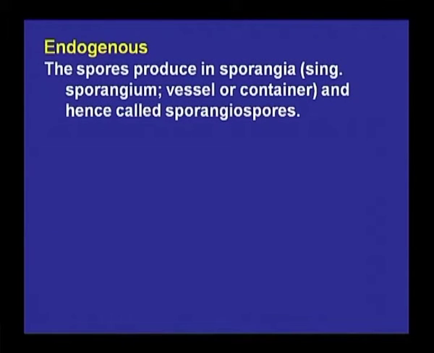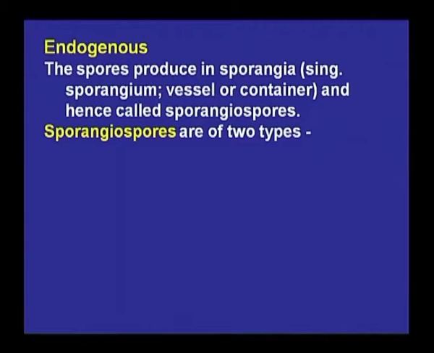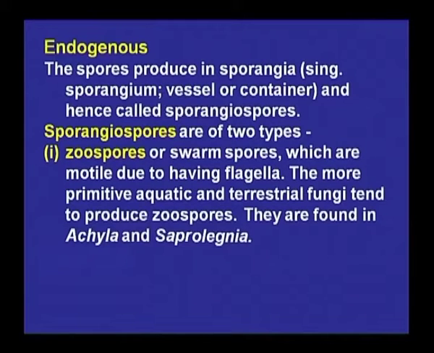Then we discuss the endogenous asexual reproduction. The spores are produced in sporangia, singularly known as sporangium. Sporangium is the name of a vessel or a container, and hence the spores produced from the sporangia are called sporangiospores. Sporangiospores are of two types. First is zoospores or swarm spores, because they have flagella and are motile in nature. Therefore, they are more primitive and aquatic type, and aquatic fungi tend to produce zoospores, and they are found in the genera Achlya and Saprolegnia.